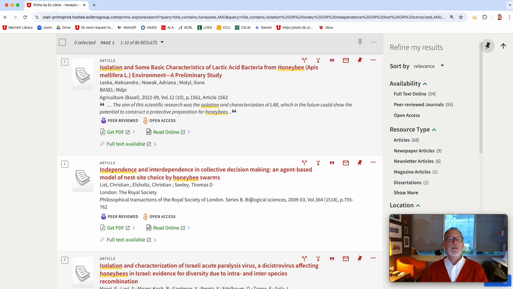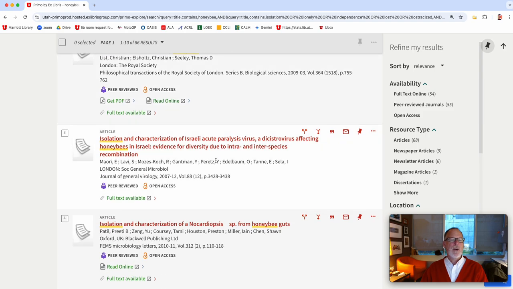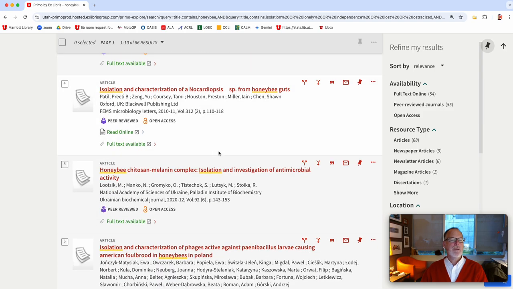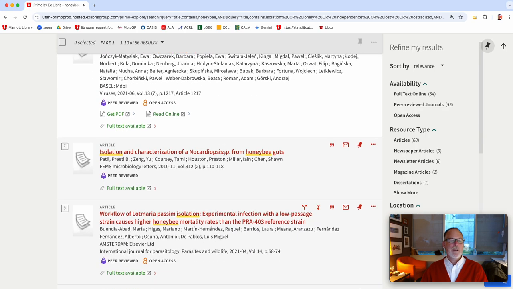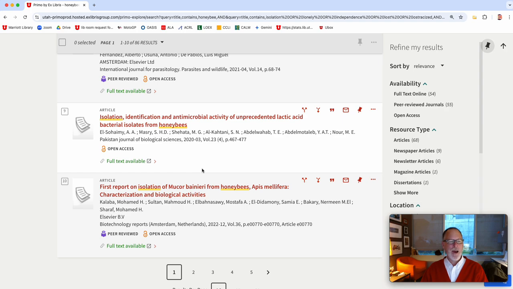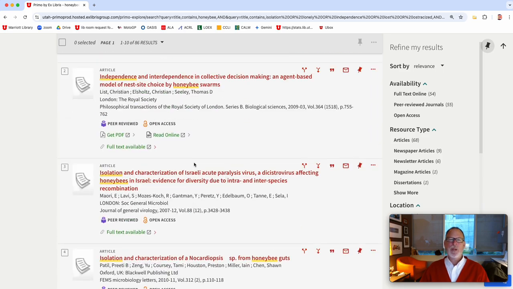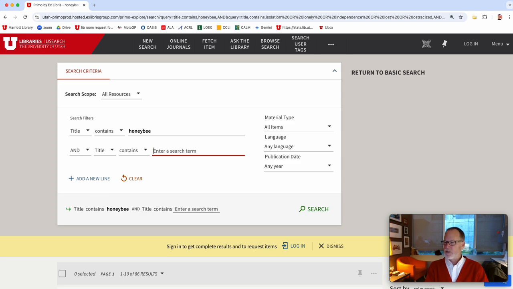86. So there's bacteria. This might work, independence and interdependence. So there's a virus. Microbial. Honeybee guts. So it seems like there might not be any talk about the isolation of bees. It might be just a foregone conclusion that they hang out together to survive.